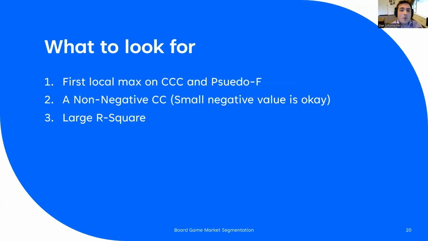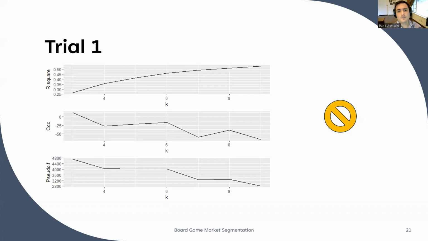So when we perform k-means, we're going to be looking at the first local max of the CCC and pseudo F. Hopefully we'll have a non-negative CCC, although small negative values are okay. And we want a large R squared, although as we have more clusters, the R squared will always go up, and so it's only kind of used as a tiebreaker. Let's see our different trials.